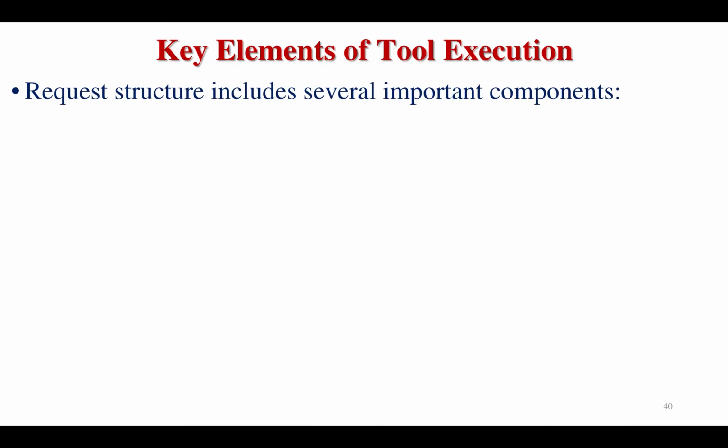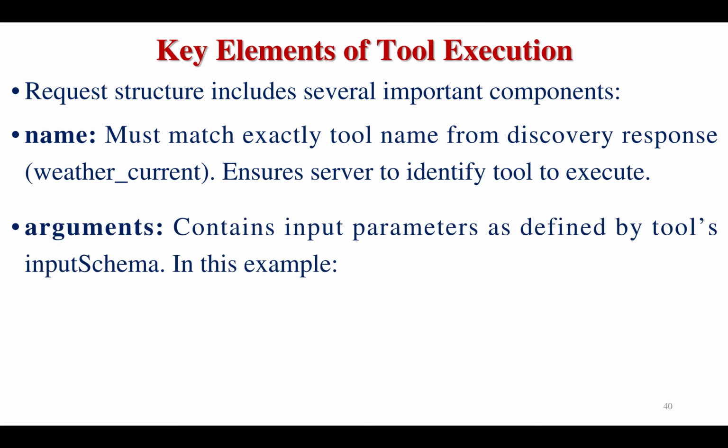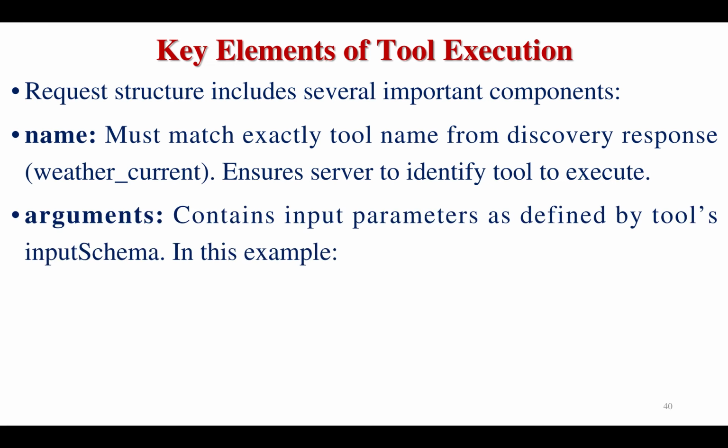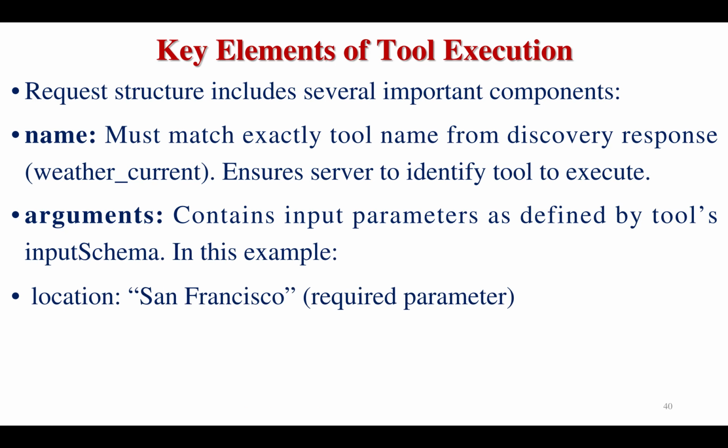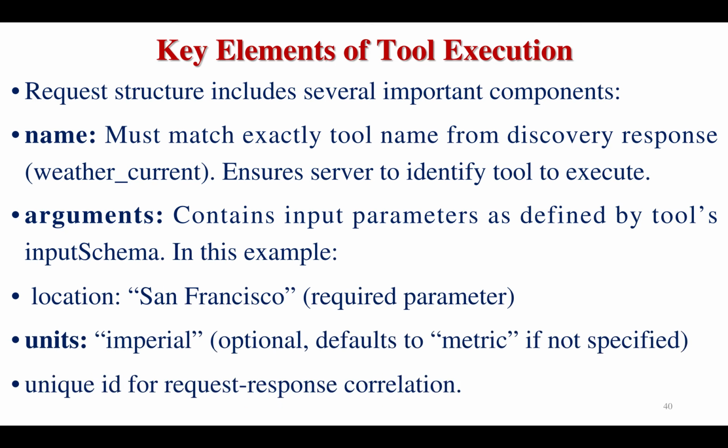Right now, when we look at the tool execution, these are the key elements. Name should exactly match the tool, otherwise you will get errors. The arguments are going to be the input parameters that we provide as defined, and here it's location and units. Of course, units is optional. If you are not giving it, metric will be used. And a unique ID for request response correlation, right?